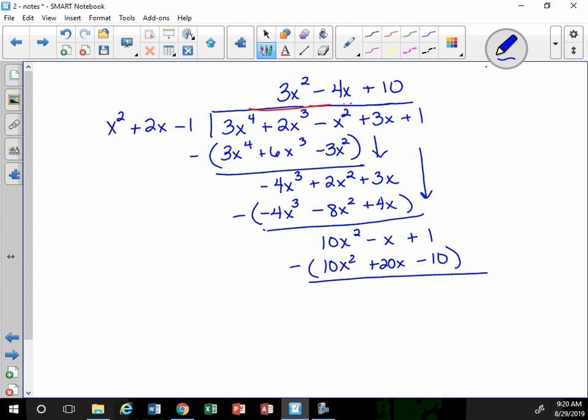All right. Negative 1 minus 20 is negative 21x. And then I've got 1 minus negative 10, that's plus 11. So, plus negative 21x plus 11 all over x squared plus 2x minus 1. All right. Some of you made little mistakes along the way, but do you feel okay with the process? Like you get how to do it, it's just, you know, slow down, focus to get to the end. Okay, let's go back now and do some synthetic divisions.